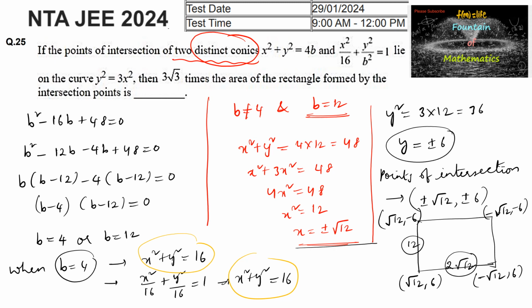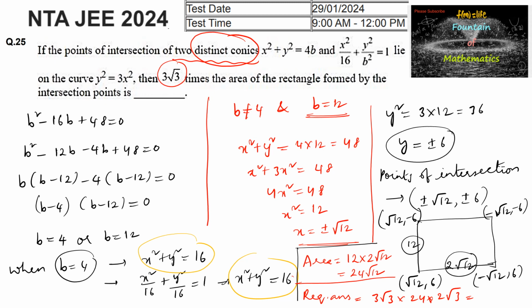So area of the rectangle is equal to length into breadth, that is 12 into 2 root 12, that is 24 times root 12. But the question is about 3 root 3 times the area of the rectangle. So we can say the required answer is equal to 3 root 3 into 24 root 12. Root 12 we can write as 2 root 3.